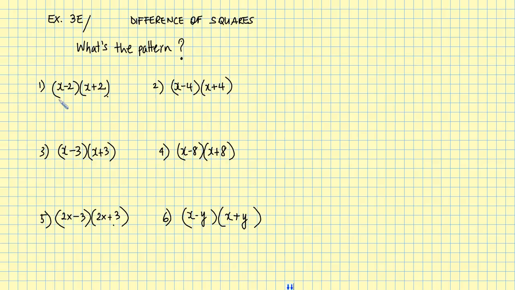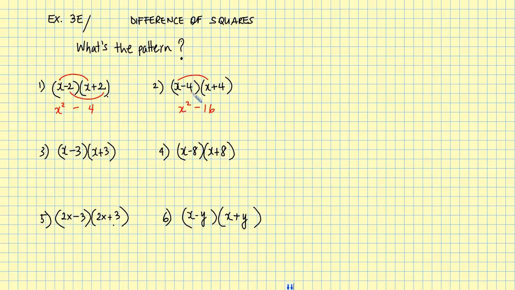And what that involves now is multiplying the first terms and the last terms together, so I would say x times x, which would give me x squared, and then I would do 2 times 2, which gives me 4. And because it's negative 2 times positive 2, it's just minus 4. Same thing would occur over here. We would have x times x being x squared, and negative 4 times positive 4 would give me negative 16. Now why does this happen?